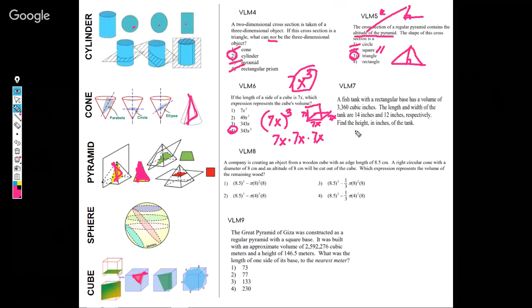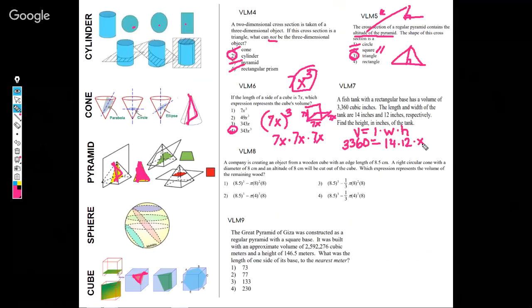A fish tank with a rectangular base has a volume of 3,360. So it tells us a rectangular base, so we're going to do volume equals length times width times height, because we know the fish tank has got to be a rectangular prism. It tells us our volume is 3,360, and it gives us the measurements of 14 and 12. It wants us to find the height.